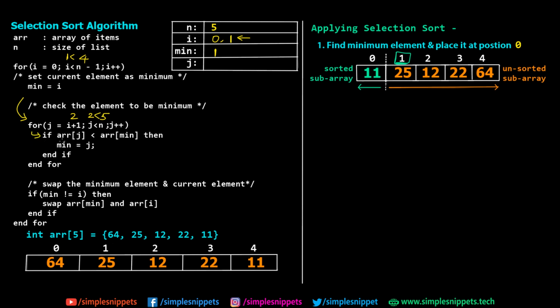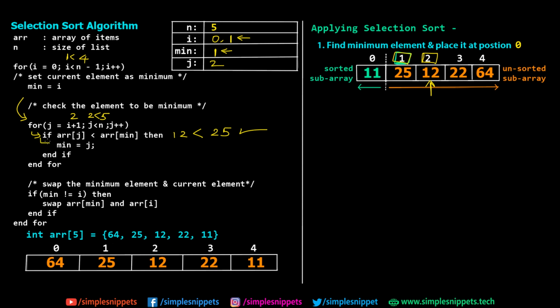Now here we are checking if ARR of j. So j is 2. So ARR of j is 12. Now we have to check at this array and not this array, because this is the updated array. So ARR of 2 is 12. Is 12 less than, what is ARR of min? Min value is 1 currently, you can see over here. So we are looking at this, which is 25. Is 12 less than 25?